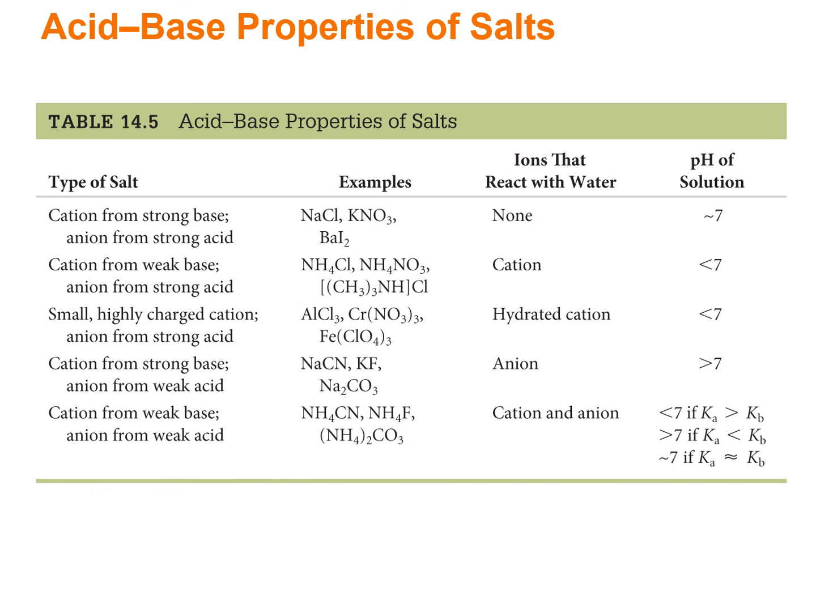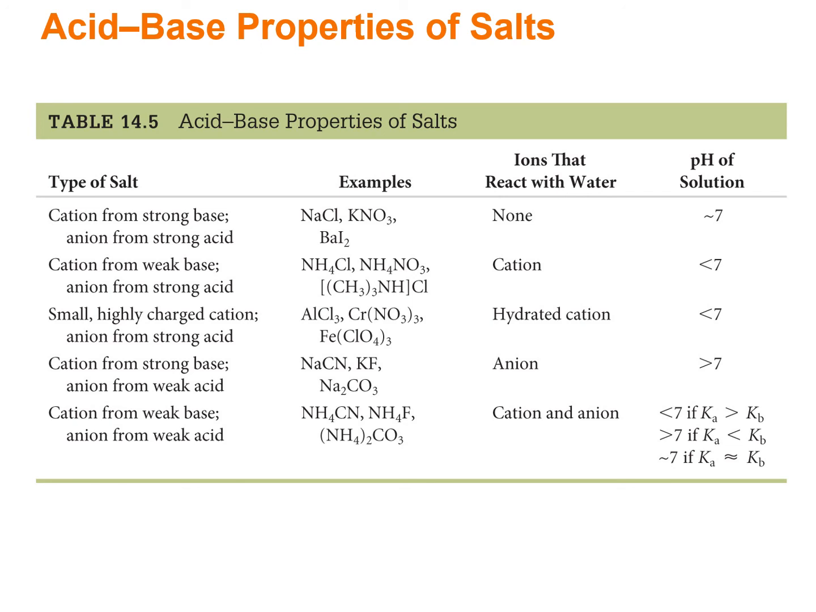Just looking at another example of what we discussed here, we have cations from a strong base and anions from a strong acid, and we end up with ions that react with water as none, and so we get a pH of solution that's just 7. Once we have cations from a weak base and anions from a strong acid, we're seeing a bunch of things that are weak acids that are left behind, and we end up with a pH that's less than 7.